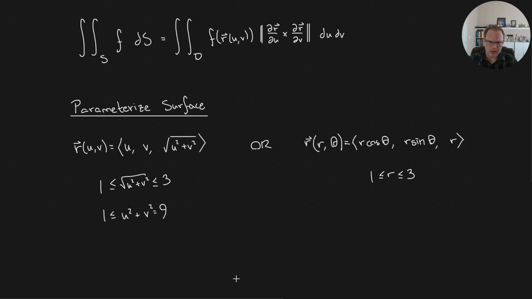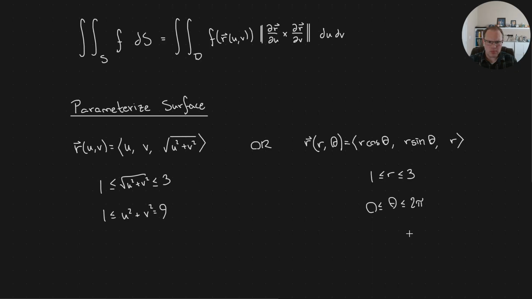Maybe we'll actually do this one first. I think this one might be a little bit easier to find the limits of integration for. All right? Oh, and of course, theta. I didn't mention the limits of integration for theta. Theta should be between 0 and 2 pi.